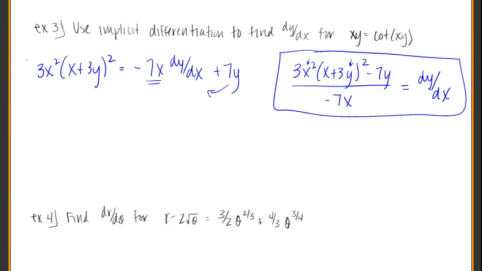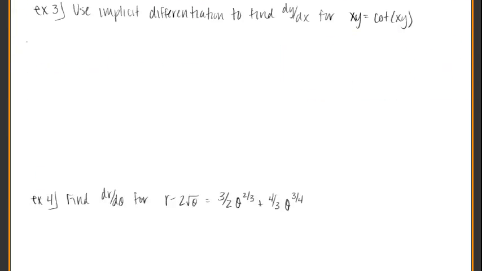Okay, next example, example 3. We're going to find the derivative for xy equals cotangent of xy. All right, on the left we've got a product rule, so it's going to be the first times the derivative of the second, which is just dy/dx, plus the second times the derivative of the first. Okay, that's the left side.